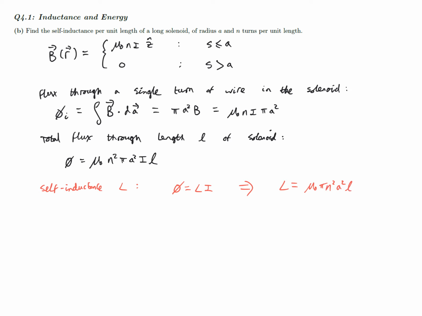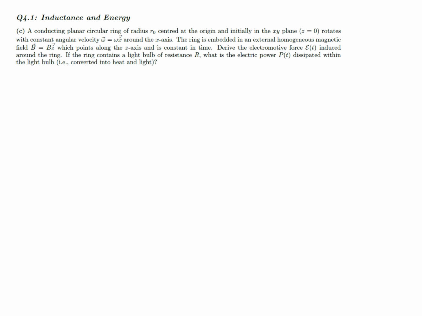And the self-inductance per unit length, therefore, is just to divide this by L, and then that L gets crossed off here. So the final result for the self-inductance per unit length, as requested in the question, is mu naught pi n squared a squared. Very straightforward. Okay, so part C.